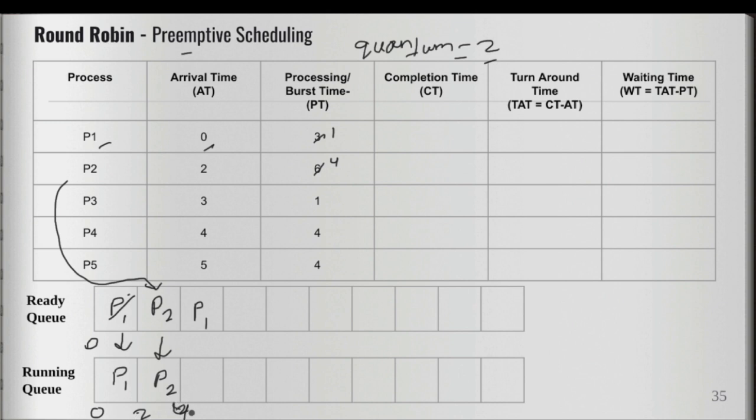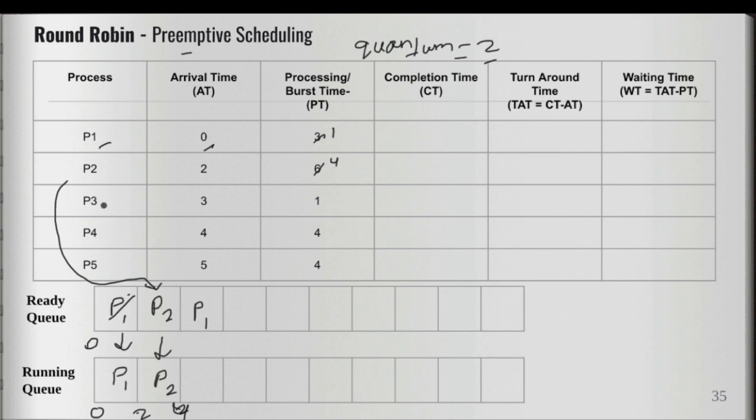So at time interval 4, what do we have? At time interval 4, we have 3 processes, right? Now P2 is already in the queue, so we can ignore that. What is not there is P3 and P4, because these 2 processes have arrived at time interval 4. So what we'll do is we'll put them in the same order.